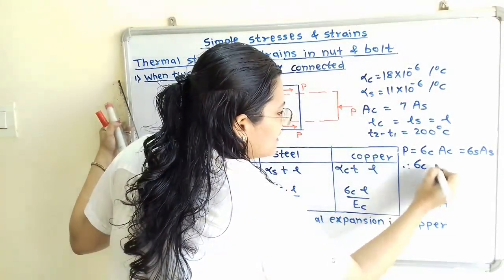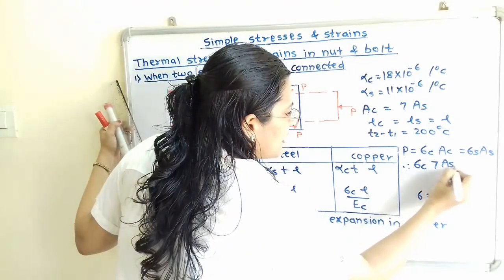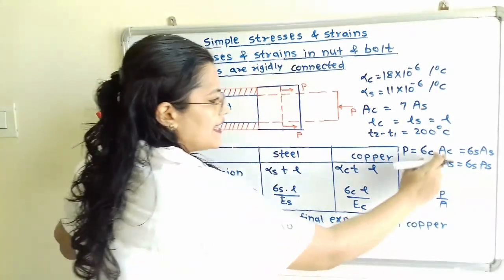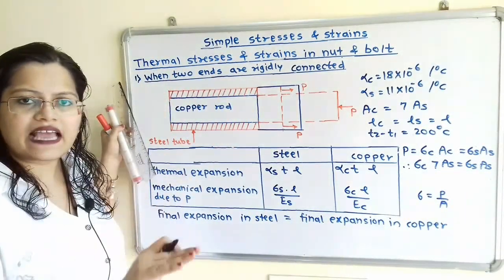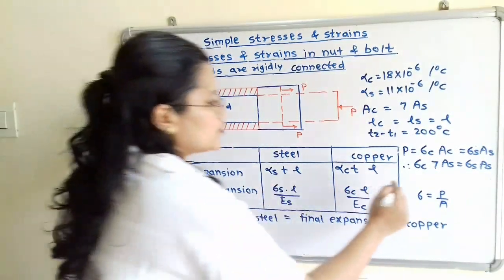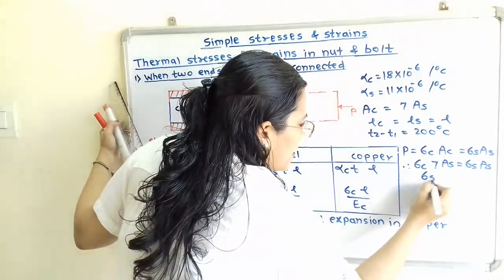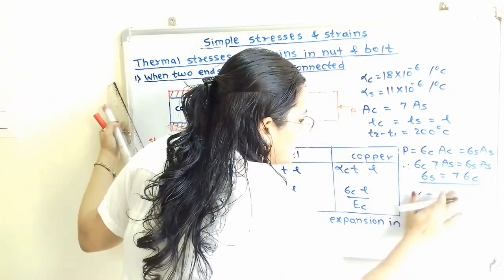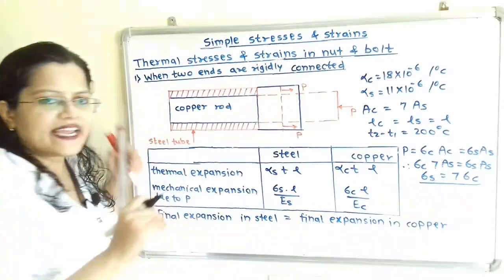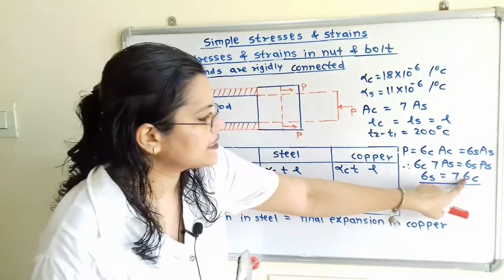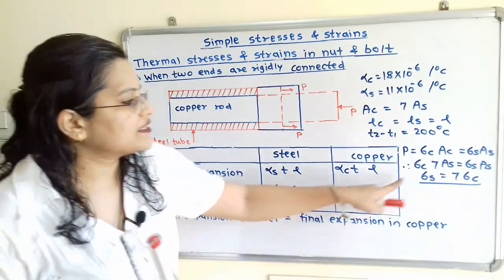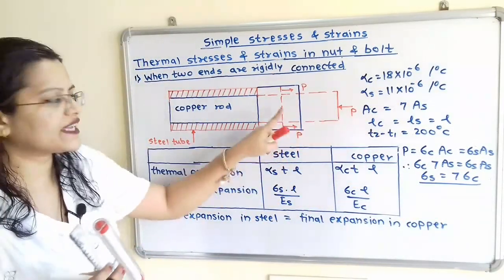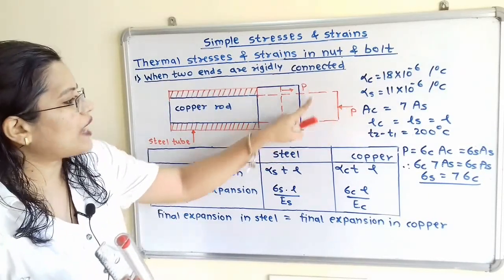Therefore sigma C into 7 times AS is equal to sigma S AS. Now this AS is getting cancelled on both the sides. So we can write here sigma S is equal to 7 times sigma C. So this is the relation between stress in the steel as well as stress in the copper. This is applicable only for stress developed, or we can say change in length due to applied force.